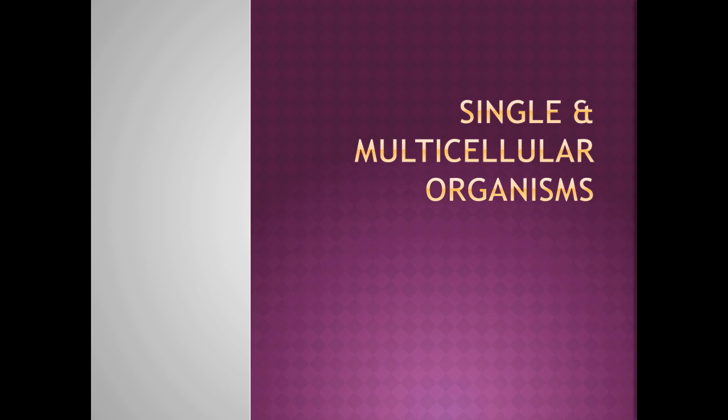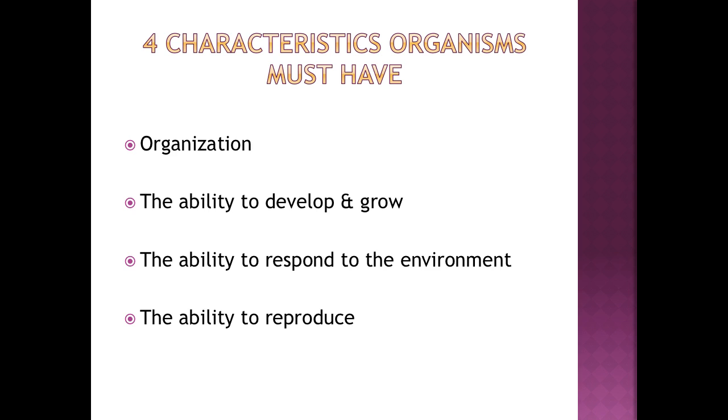Today we are going to talk about single and multicellular organisms, or single also means unicellular. You'll probably hear those words used interchangeably throughout this unit. The four characteristics that organisms must have include organization, the ability to develop and grow, the ability to respond to the environment, and the ability to reproduce.